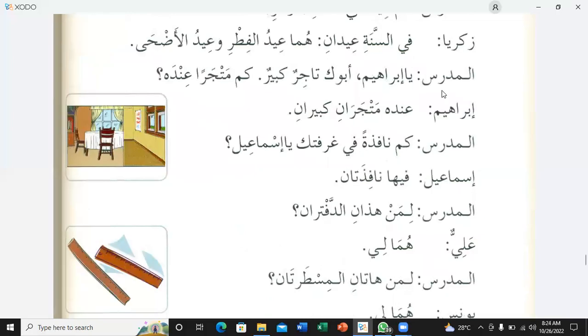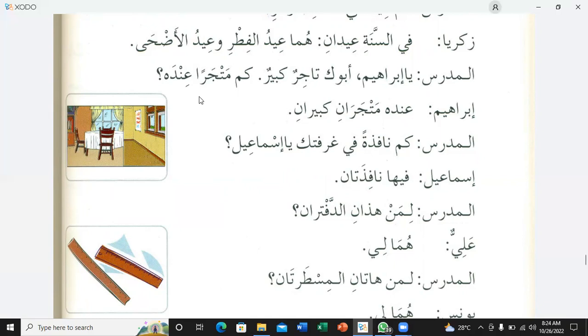Al-mudarrisu, the teacher: Ya Ibrahimu, O Ibrahim, abuka tajirun kabirun. Your father is a big merchant.